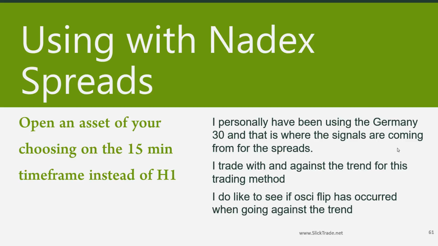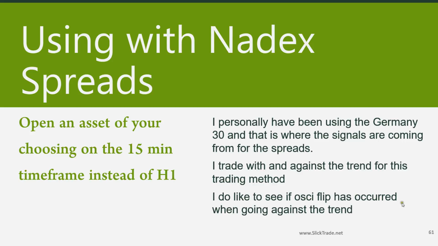I trade with and against the trend for this trading method, and I do like to see if the Aussie flip has occurred when going against the trend. Or I can also check the supply and demand zone. Maybe an Aussie flip hasn't occurred, but price is up in that supply zone or down in the demand zone, just for added confirmation. Or you can just enter the trades either way. The worst thing that can occur is that you have a buy signal and then a sell signal maybe an hour later, and now you're in 2 trades.